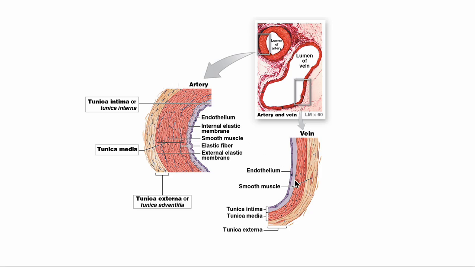Again, pretty similar, but we're more likely to see some smooth muscle mixed into that tunica externa of the vein, whereas we wouldn't see that in the artery.